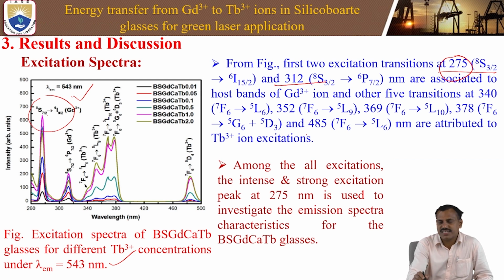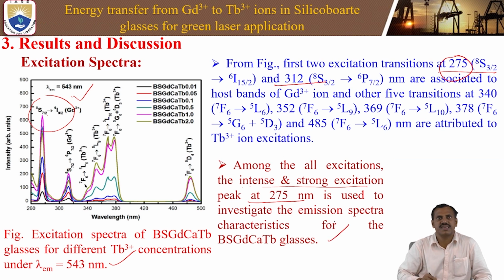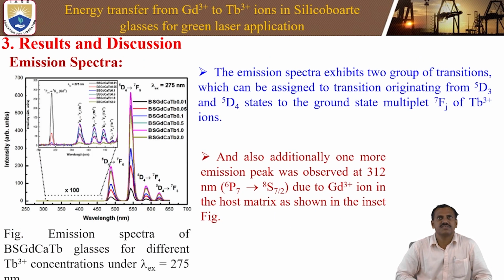These are the different transitions of the terbium-3 ions from the ground state 7F6 to different excited state levels, for different concentrations of terbium-3 ions. Among all the excitation peaks, the intense and strong excitation band at 275 nanometer is used to investigate the emission spectra characteristics of the silicoborate glasses doped with terbium-3 ions. We are going to study the emission spectra by exciting, or pumping, at 275 nanometer. This is mainly due to the gadolinium-3 ion.